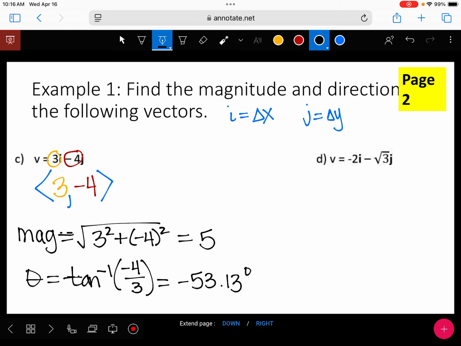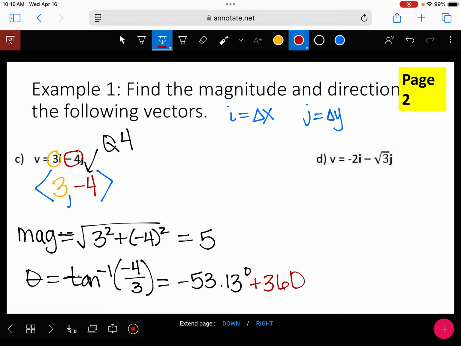So we know that a positive x and a -3, this would be in Q4. And theta should fall between 270 and 360. So again, -53.13 is in quadrant 4, but we want to write that in terms of a positive angle. So we're just going to add 360 to it.